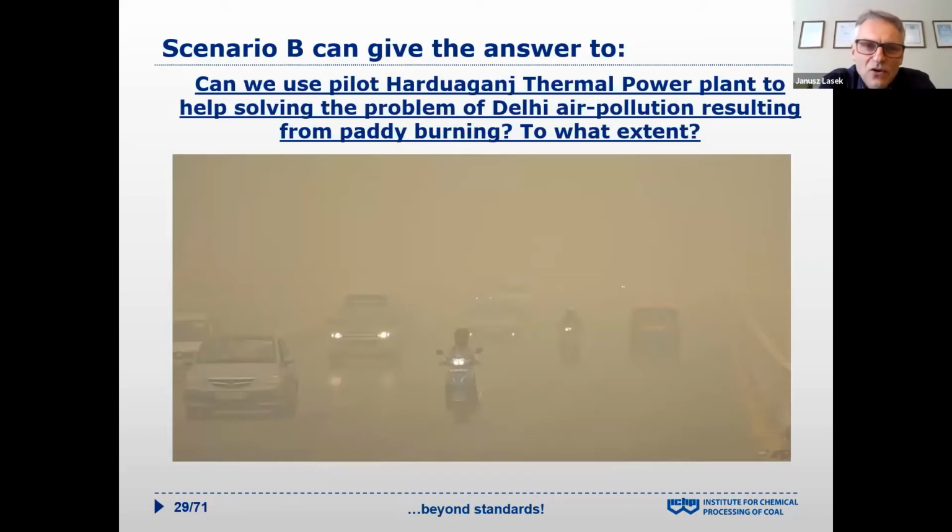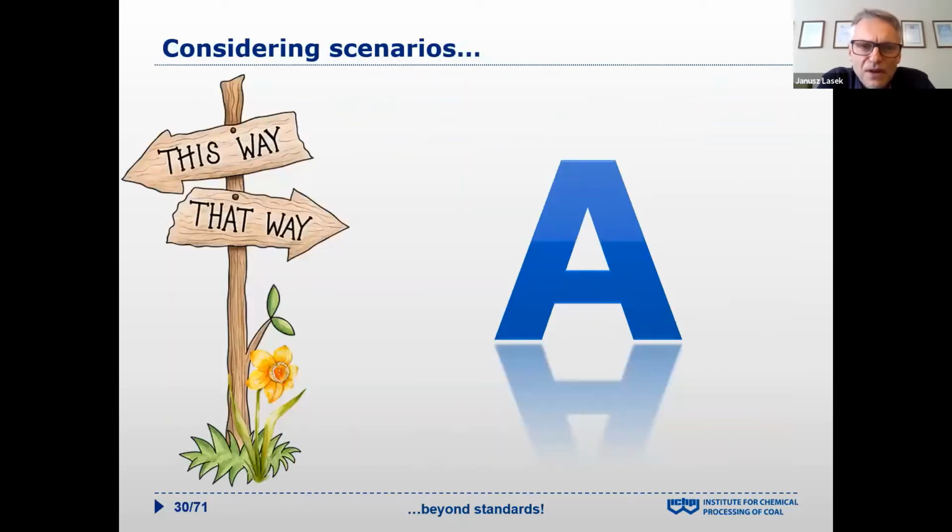With this B scenario, we can try to give an answer to the question of whether we can use this pilot plant to help solve the problem of Delhi air pollution, which results from paddy burning, as we have learned that paddy burning is a very severe problem for Indian cities, and also for Delhi. That's a big problem because it causes this air pollution. This photo we have found on the internet. So, to what extent can we use this very plant to solve the problem.